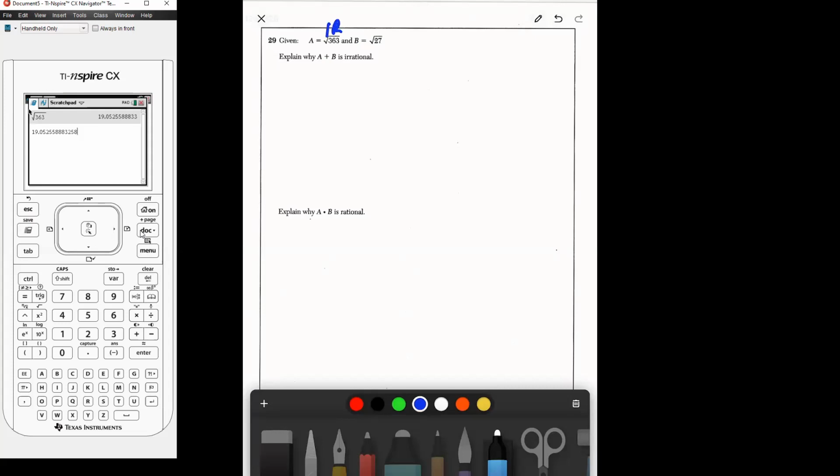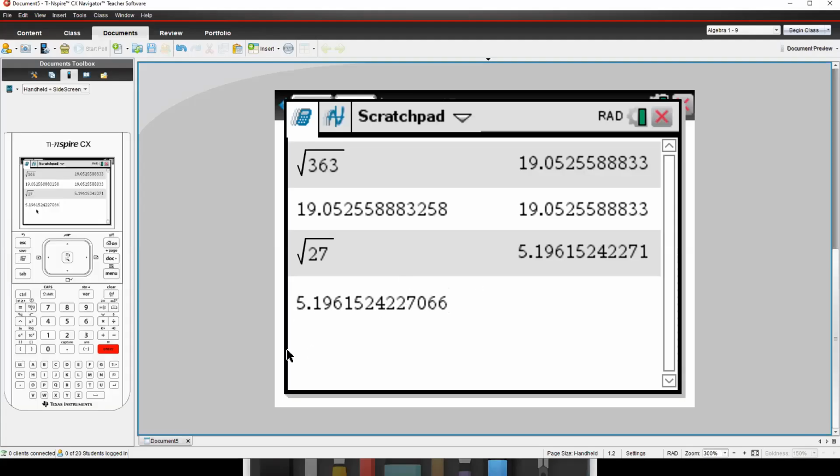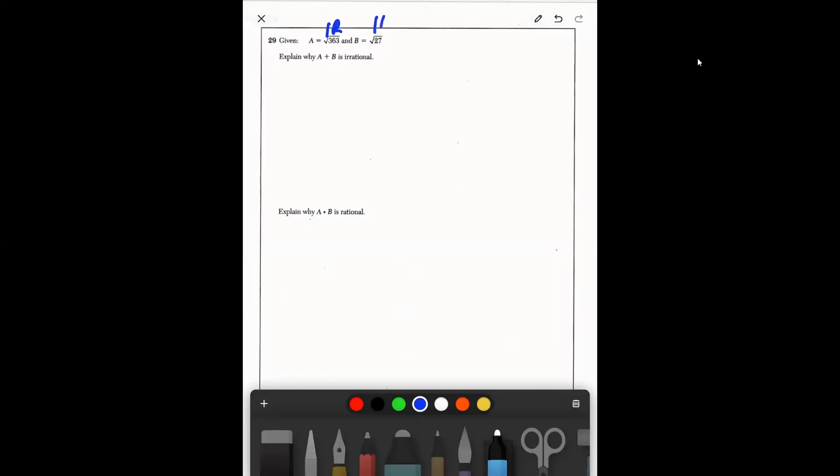And then let's look at the square root of 27. So if I do the square root of 27, and again, let's look at this number a little bit more closely. It looks like it has decimals that go on forever. Does it have a repeating pattern? No, if you look at these decimals, they're all just random numbers, 196, 152, 422, 7066. These are just random numbers. So this is an irrational number as well. So we got two irrational numbers. So all we have to do is go square root of 363 plus square root of 27, and we know that these are both irrational. Let's just do the sum.